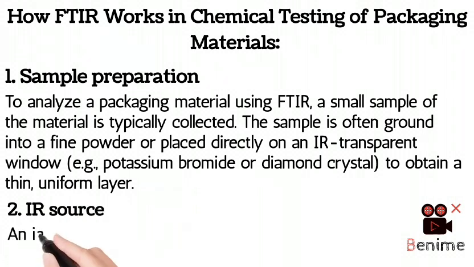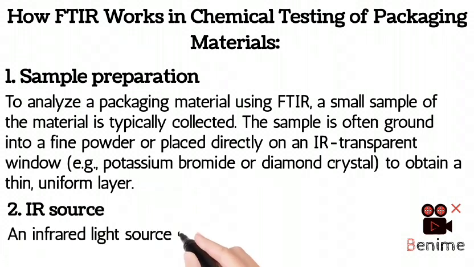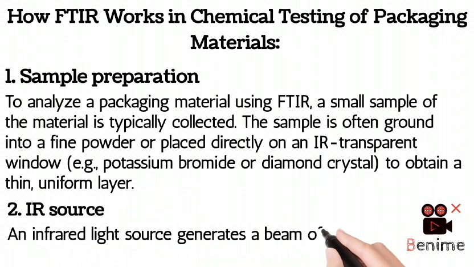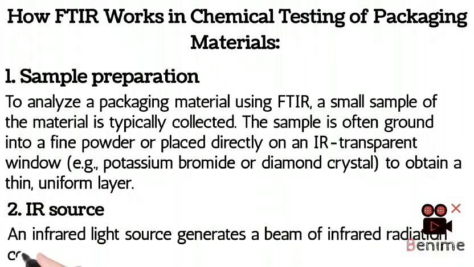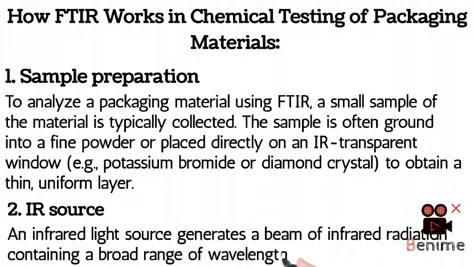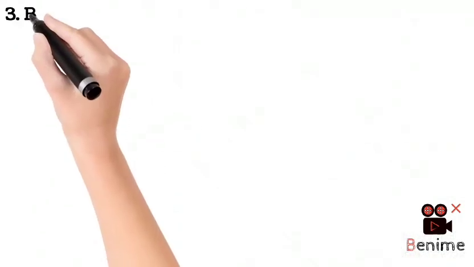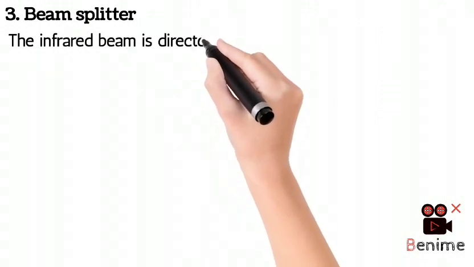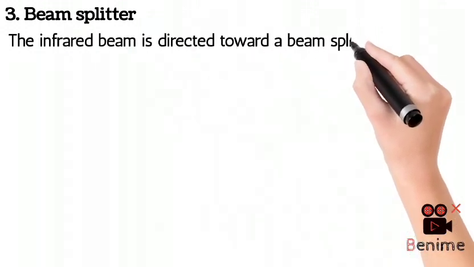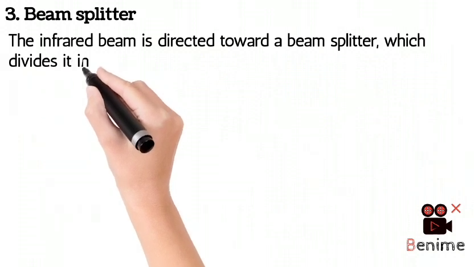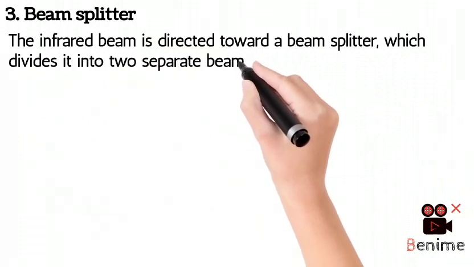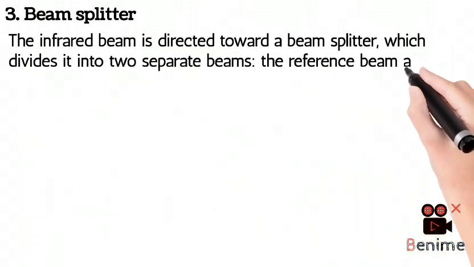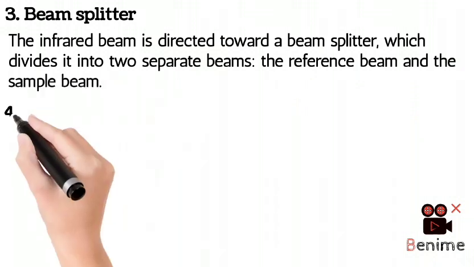IR source. An infrared light source generates a beam of infrared radiation containing a broad range of wavelengths. Beam splitter. The infrared beam is directed toward a beam splitter, which divides it into two separate beams, the reference beam and the sample beam.